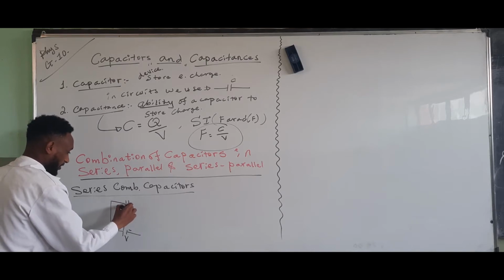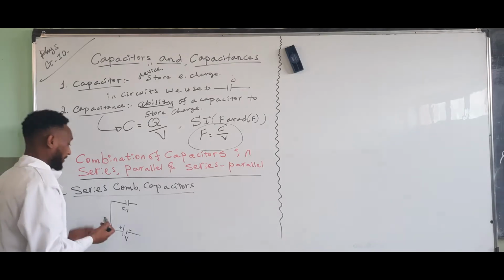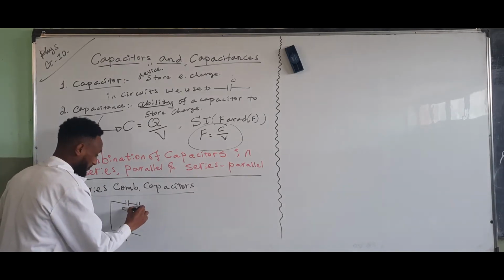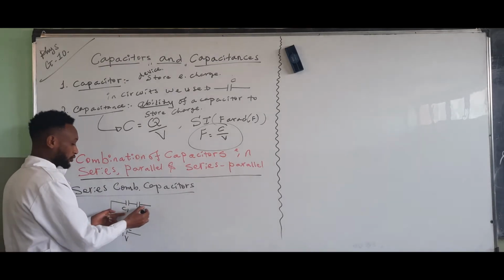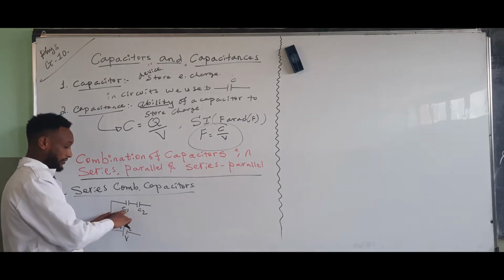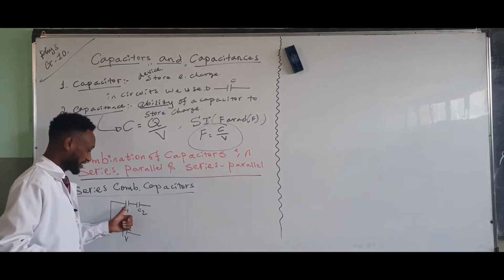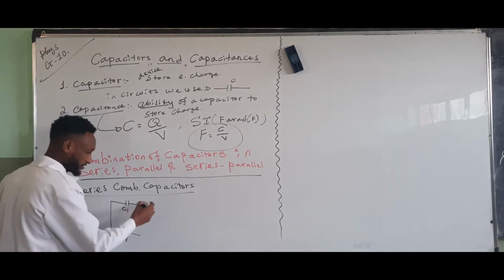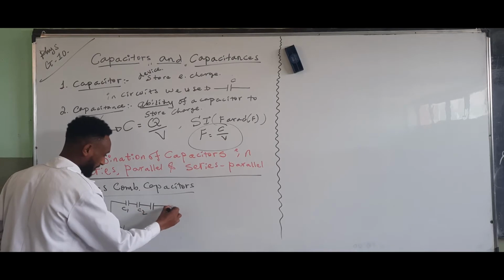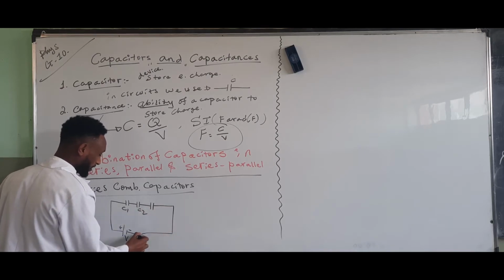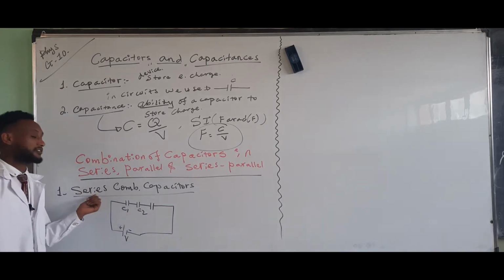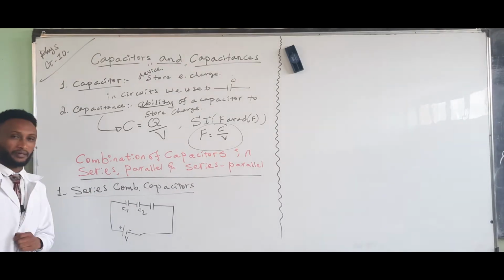Here we have one capacitor, capacitor 1, and another capacitor, capacitor 2, comes after capacitor 1. That means in a continuous combination, one capacitor comes after another. See that there is also capacitor 3. Such a combination is called a series combination of capacitors.